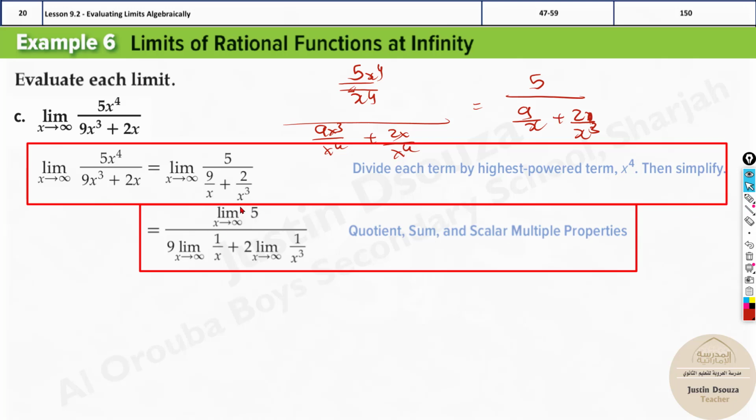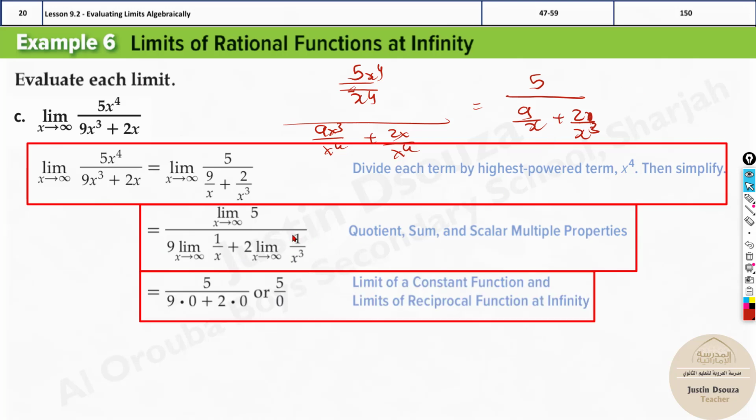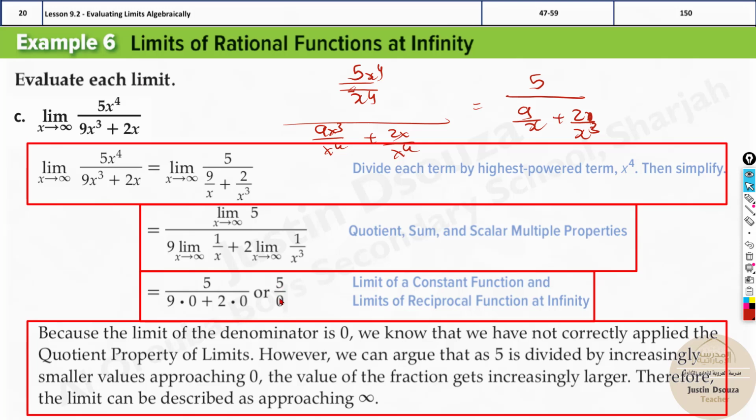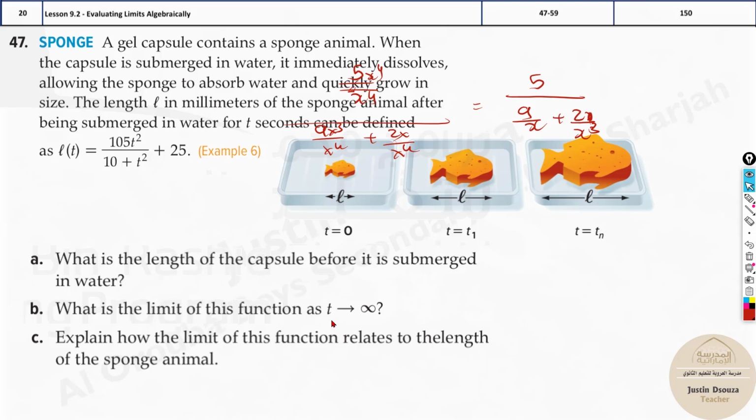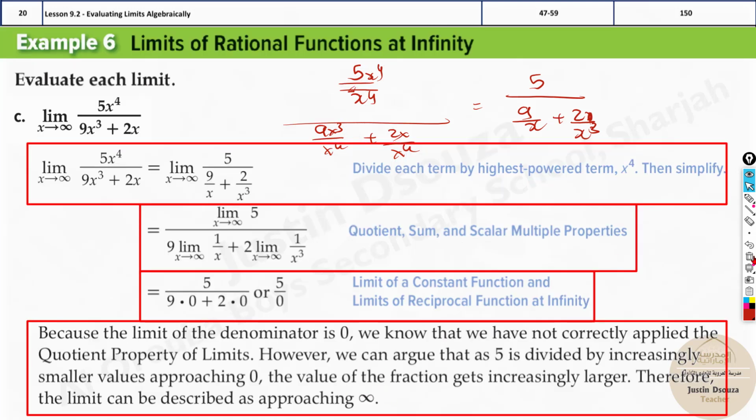So over here it's just 5, and over here you have 1 by x. The 9 is out, so it's 1 by x, and 2 is out, 1 by x cubed. Yes, that's the answers. And here you get 5 by 0. Now look over here, 5 by 0. This means the answer is infinity. You will get an undefined answer, right? Because the answer is approaching towards infinity. 5 by 0 is going towards infinity, right? That is the thing. The answer would be infinity here.